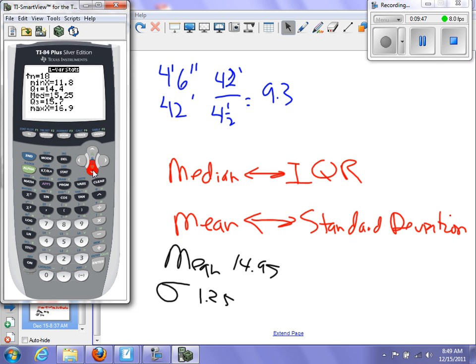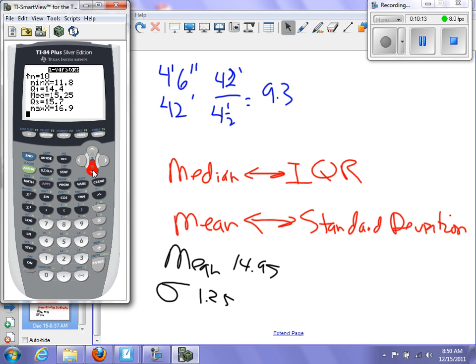It doesn't hurt to tell that I have a minimum of 11.8, a Q1 of 14.4, a median of 15.25, a Q3 of 15.7, and a max of 16.9. Those are good things to know. Right? We can fill out the answer as much as we'd like. So we can add to that the mean and standard deviation. So instead of a 5-number summary, you now have a 7-number summary.